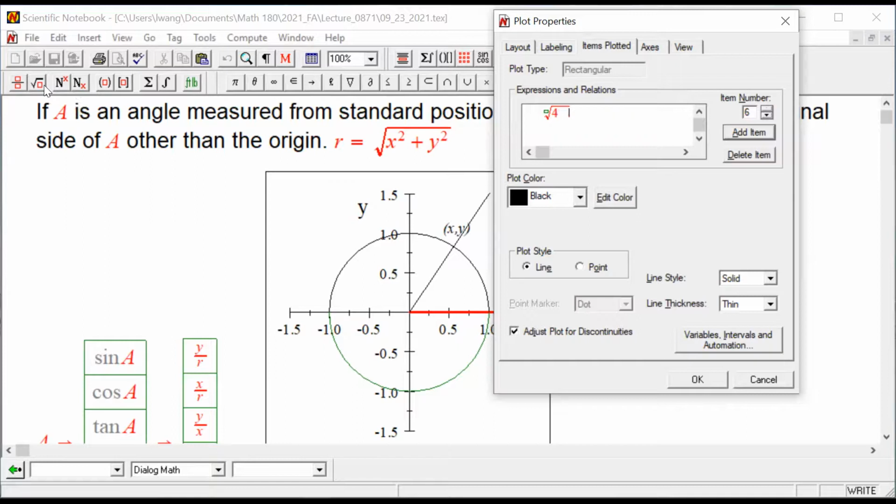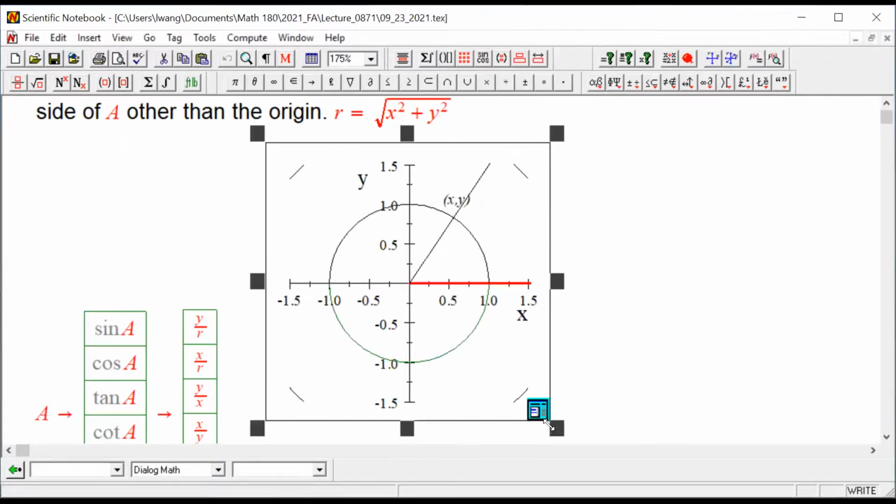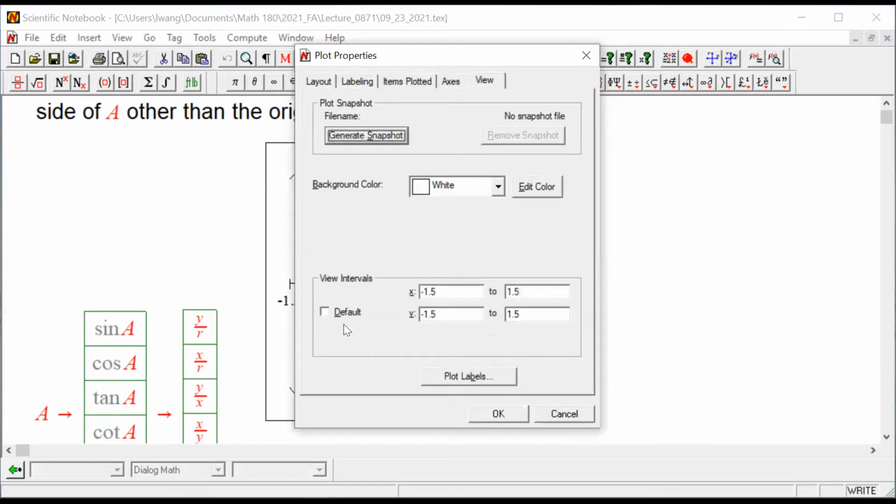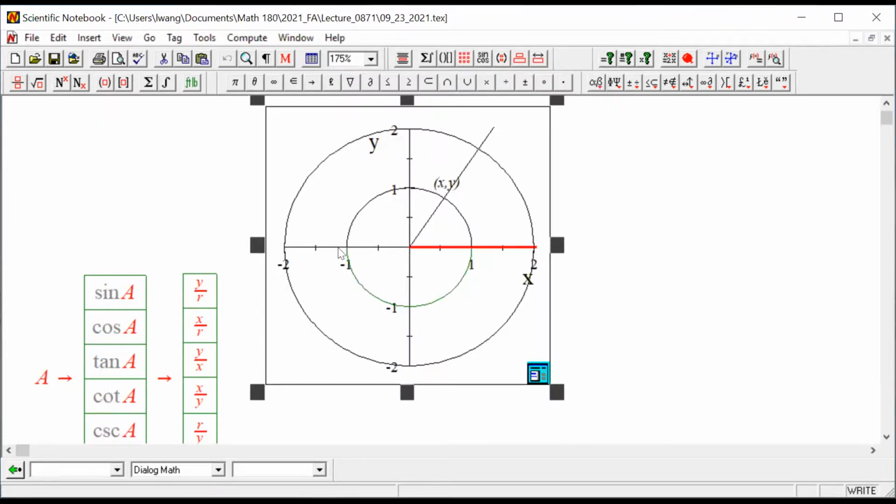Let's see. It's 4 minus x squared. Okay, so I will make some adjustment. Just give me some time. So remember, the goal is to figure out the domain and range from the definition. Okay, next, you don't see that circle yet, but I'm going to make you see it. Okay, you're going to see it now. So one is a unit circle, one is not a unit circle.